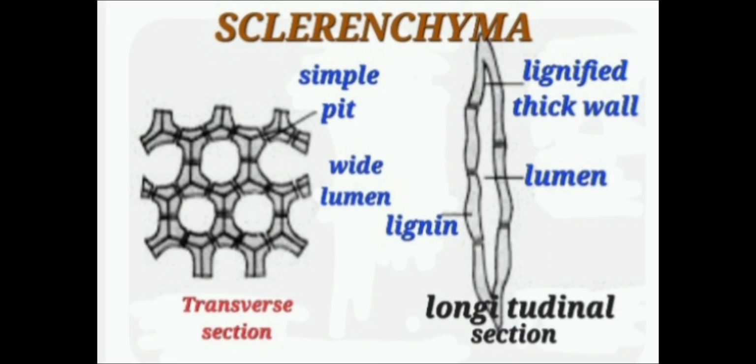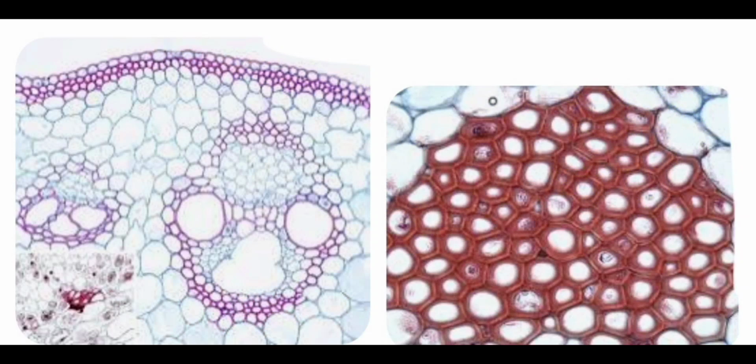This is also found as fibers of jute, cotton, and hemp. They are also found in the husk of coconut. Sclerenchyma tissue is the strongest amongst the supportive tissues.